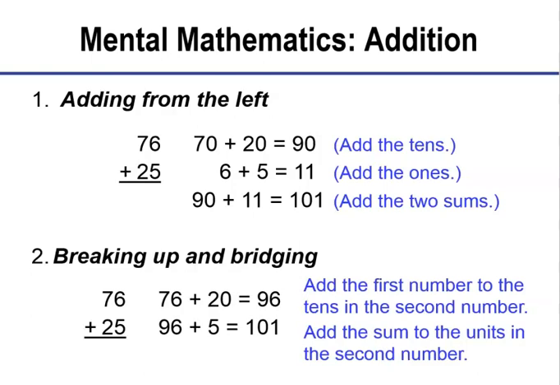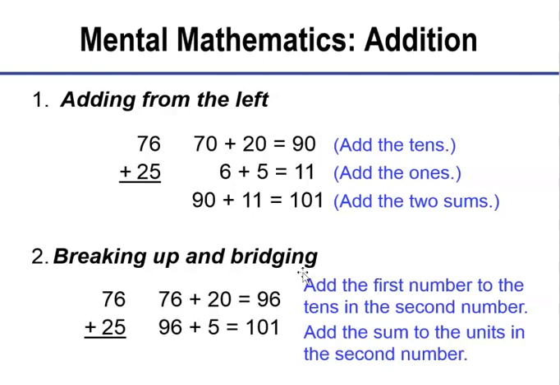Okay, one mental mathematics technique is adding from the left. And so you could say 70 plus 20, looking at the tens columns, is 90, and 6 plus 5 is 11, and 90 plus 11 is 101. That's just a nice way to add in your head. I bet that's something that you actually do to be practical, say when you're in the store.